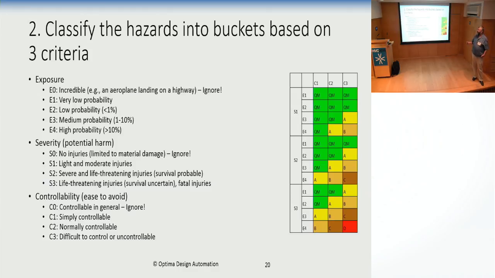Again, the severity. If it's only material damage, yeah, let's ignore it for now. If it's all the way up to life-threatening, it's something I want to really worry about. And controllability, something which is controllable in general, either by the driver doing something to compensate, or at least by identifying and then stopping, then we can ignore. But things that are difficult to control or uncontrollable are bad.